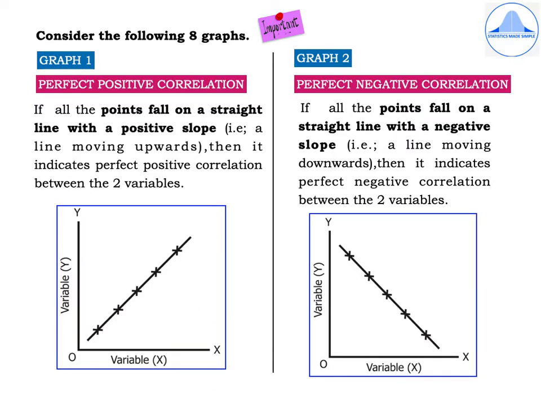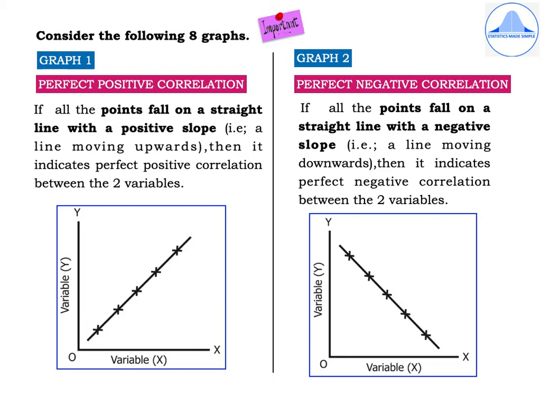I will explain 8 different graphs which will indicate the different types of correlation which was explained in my previous video. Graph 1 is perfect positive correlation. If all the points fall on a straight line with a positive slope. Now what is a straight line with a positive slope? It is a line which is moving upwards. Then it indicates perfect positive correlation between the two variables.